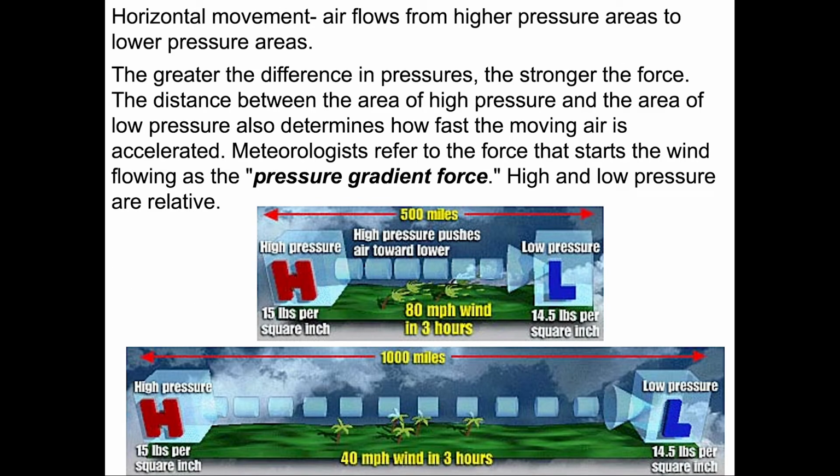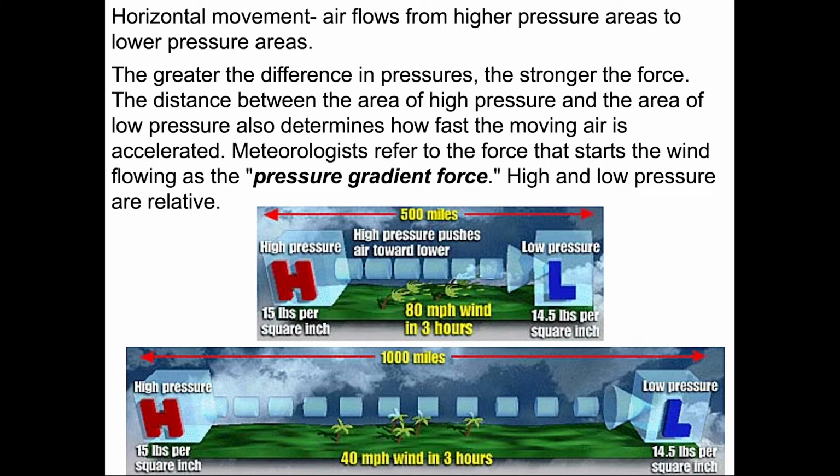What drives the horizontal movement of air? Basically, in the most basic terms, it's air flowing from higher pressure regions to lower pressure regions, or areas. The greater the difference in pressures, the stronger the force. The distance between the area of high pressure and the area of low pressure also determines how fast the moving air is accelerated.